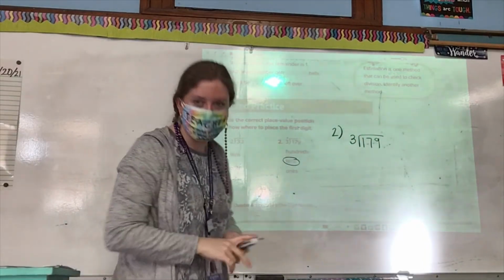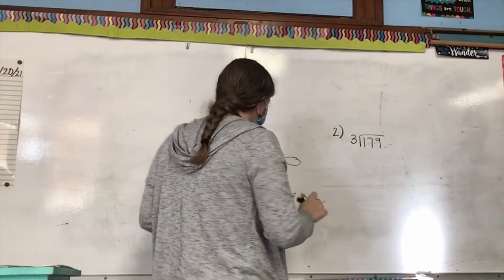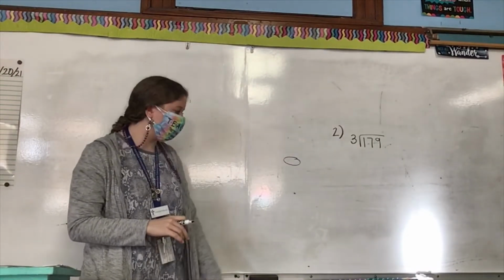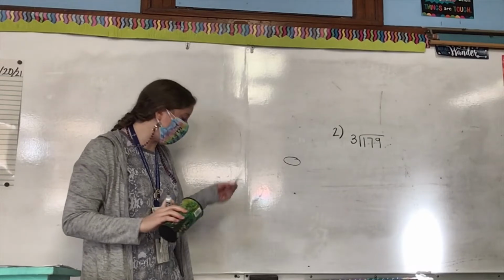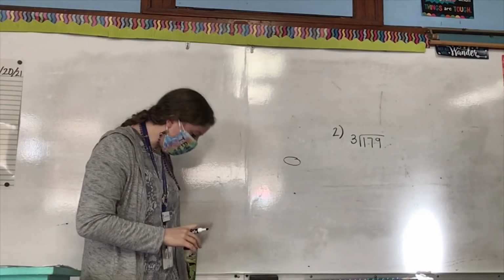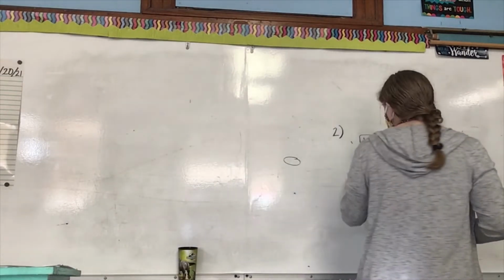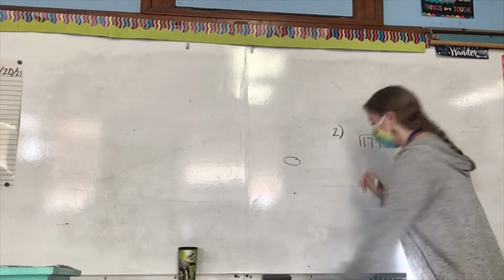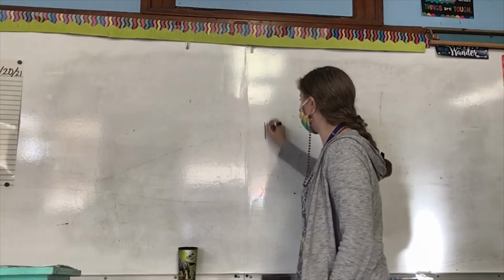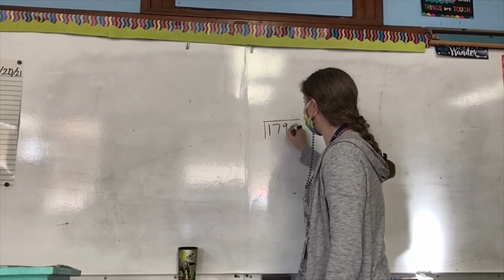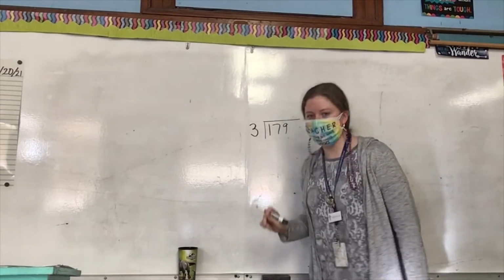Smith just told us that for 179 divided by 3, the first digit of our quotient is going to go in the tens place. Carla, now we're going to solve. I'm going to move this over since I can't use it there. We have 179 divided by 3.